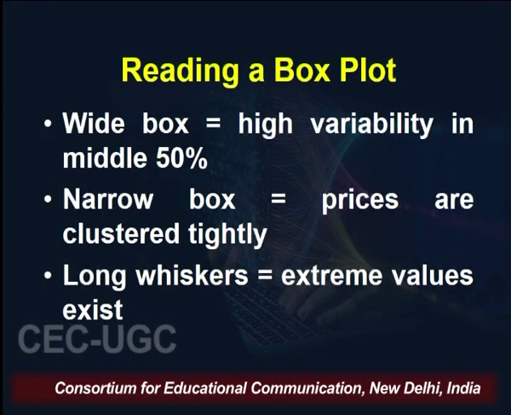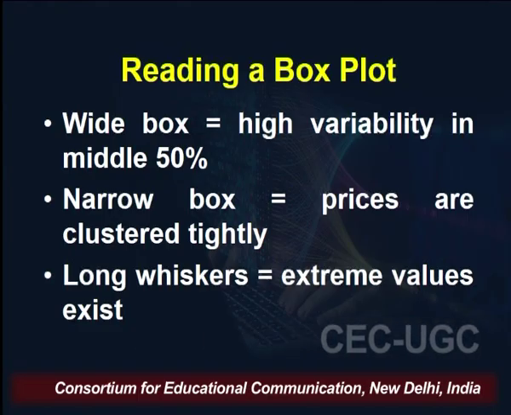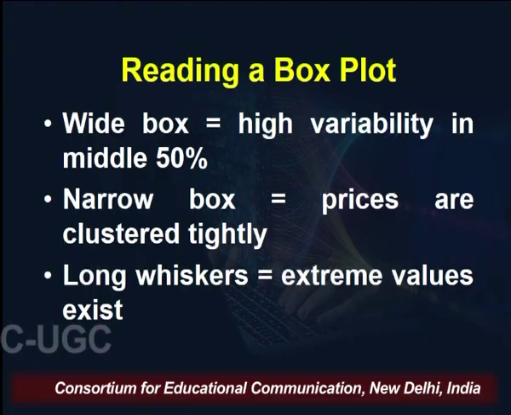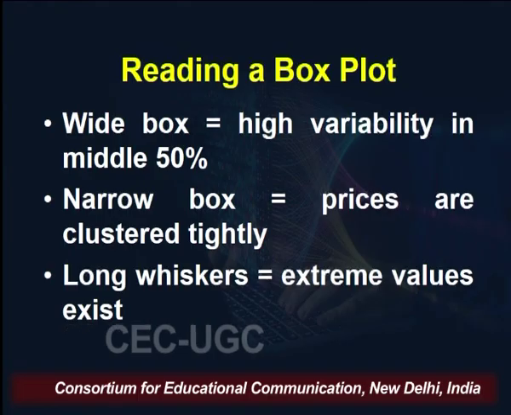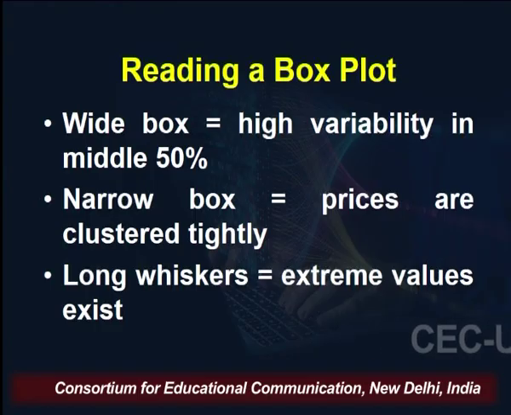So now how do we read a box plot? If the box is wide, it tells us there is high variability in the middle 50% of the values. However, if the box is narrow, it tells us the prices are clustered tightly. Long whiskers tell us extreme values exist.